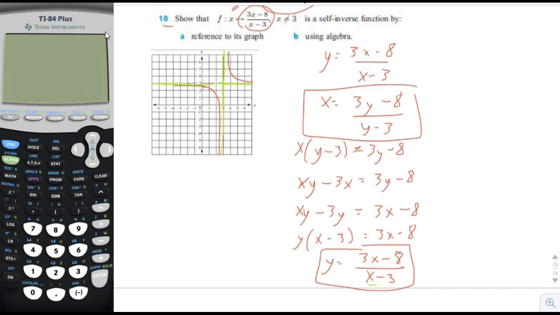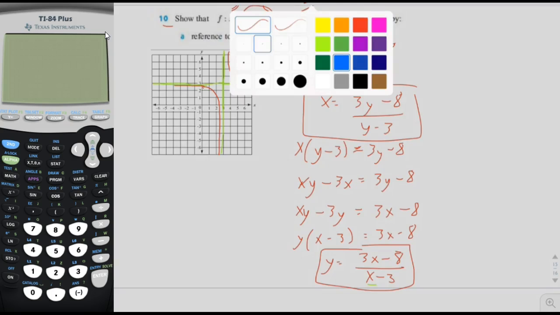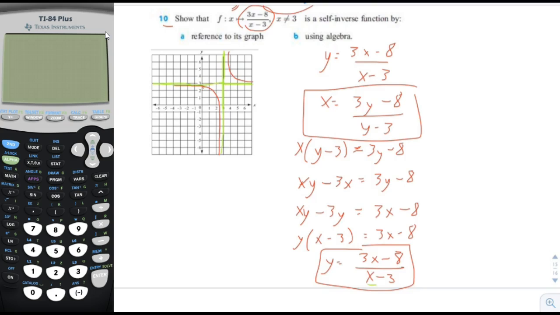Okay. And then say, okay, now what if we did a reflection about the identity function? We're going to get the exact same function, right? So that's how we prove that it is a self-inverse function. We show that it is symmetrical about the identity function.